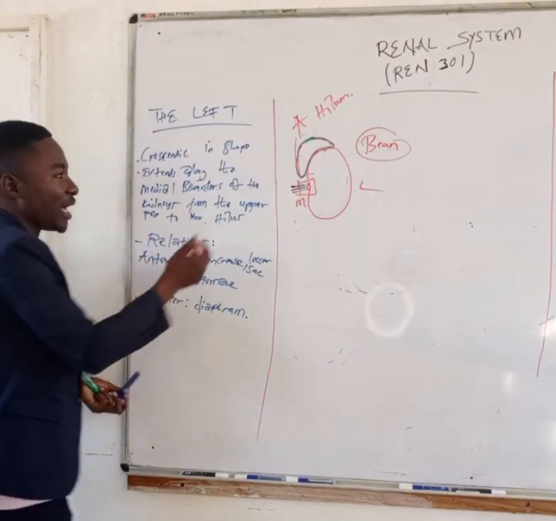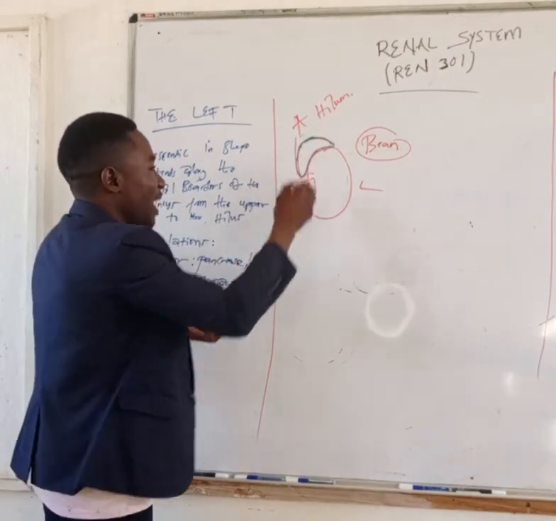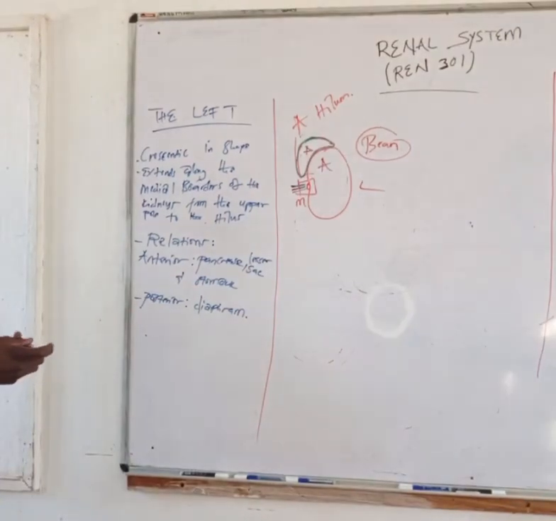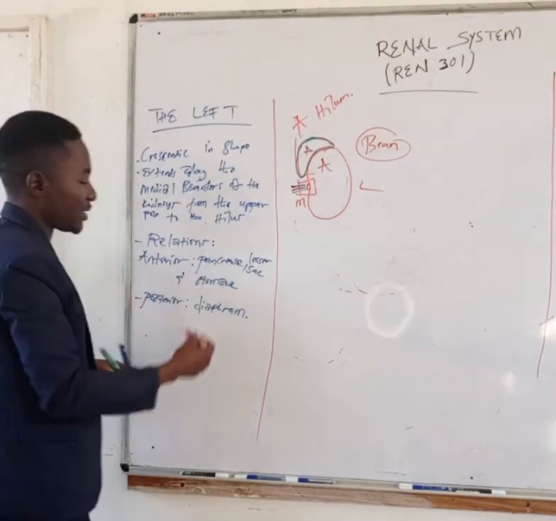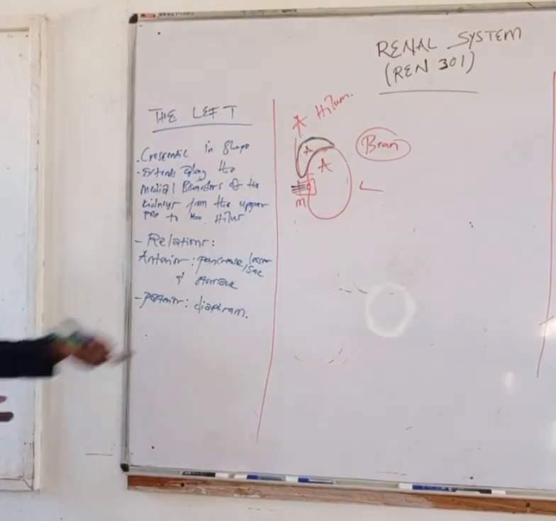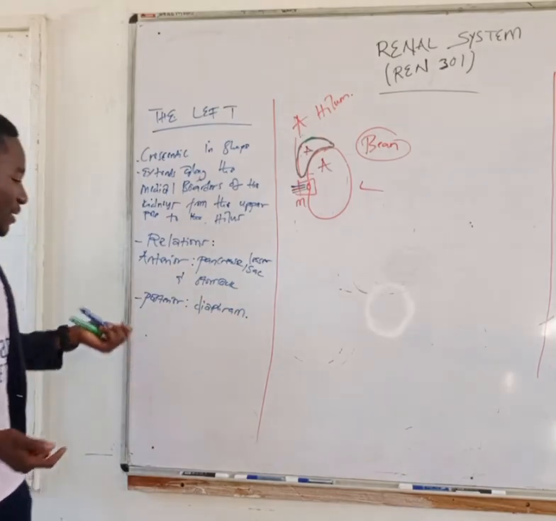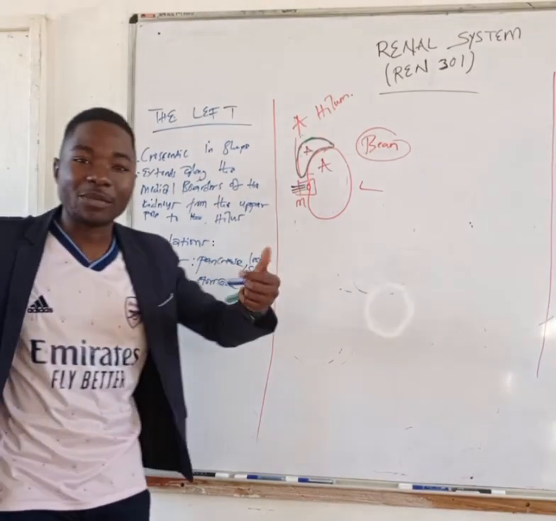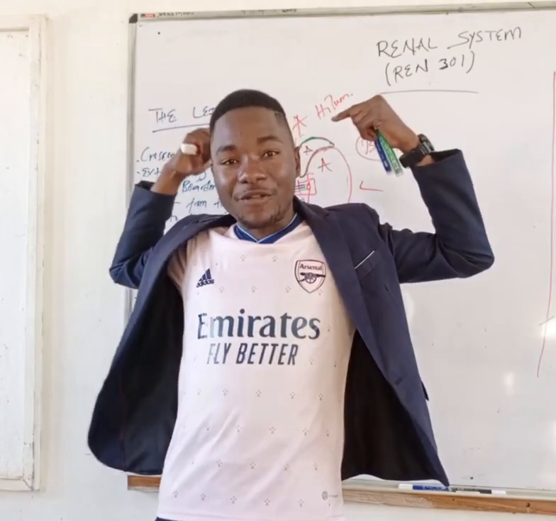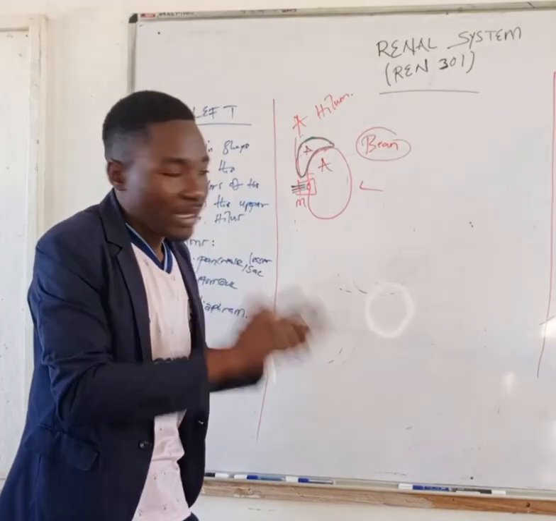Relations. The anterior part of this, what covers it? So we're talking about anterior here. This is the anterior part of the kidney. What's there on the anterior part? So the pancreas. You have the pancreas first. Second, you have the lesser sac, the lesser sac of the stomach. And then the stomach itself. Posterior is the other side. There is a diaphragm there. For this one and this one, the posterior part is the diaphragm.